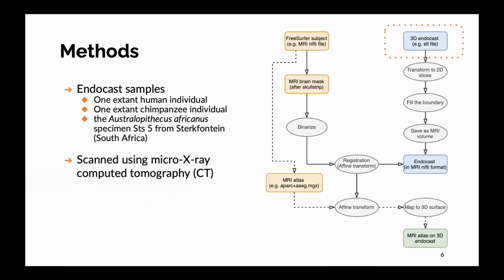Here I show you the pipeline we made, which is used to first match the MRI data to the endocast surface, and then map the brain atlas in the MRI space to the endocast surface. Here I won't go into details about this pipeline. What I want to show you is that we tested this pipeline using several endocast samples, including one extant human individual, one extant chimpanzee individual, and one hominid fossil named STS 5 from Sterkfontein in South Africa. And these endocasts were scanned using micro X-ray computed tomography.